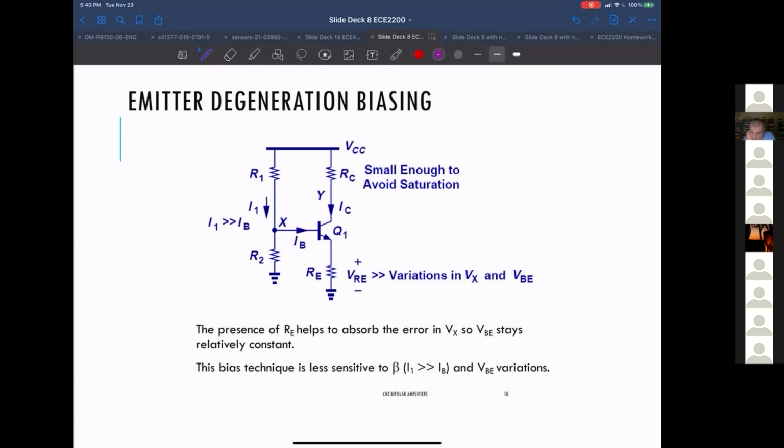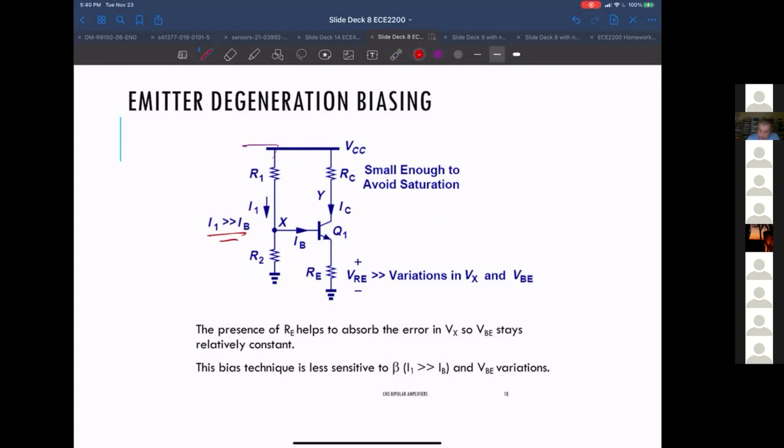So this is a technique called emitter degeneration. The first thing, I think what you want to do is make this current, which shares the same thing, in the case where we didn't have this, this just went to ground. You want to make this current through here much bigger than I sub B. So they share that together, and it does a sort of resistive divider operation.